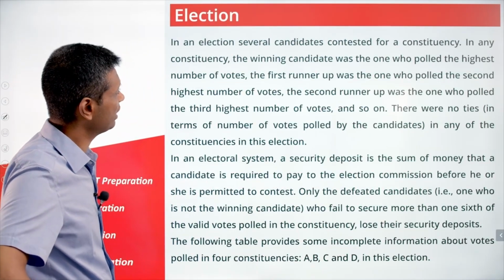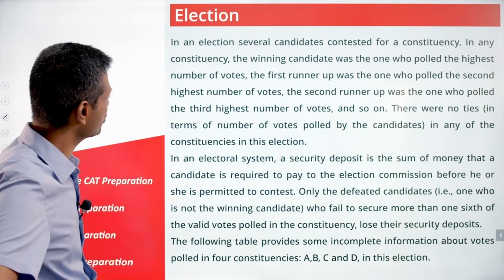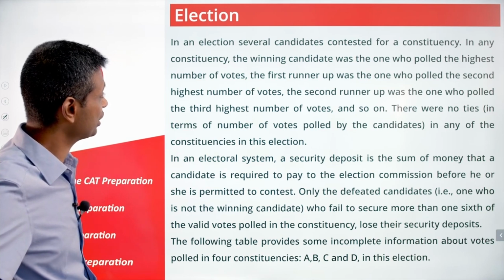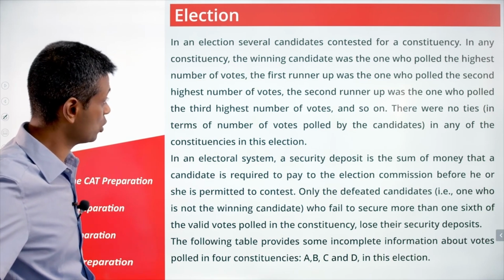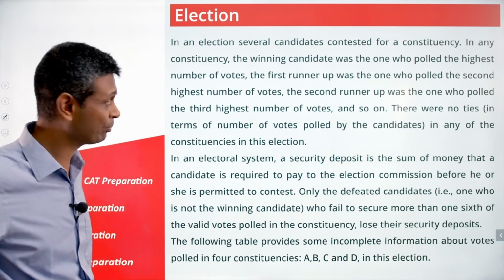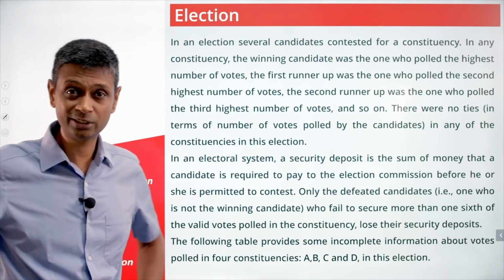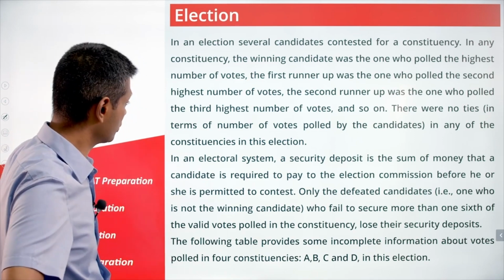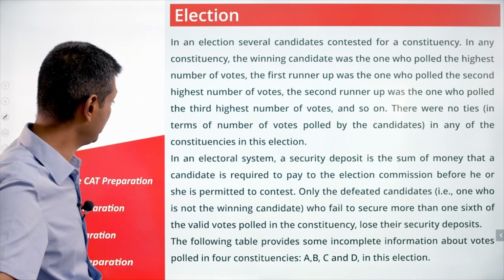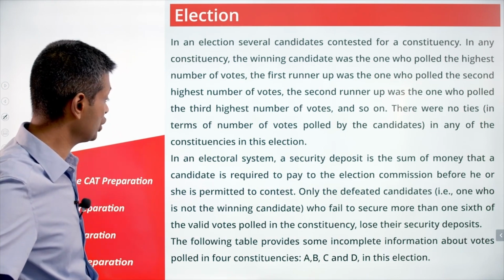Election. In an election, several candidates contested for a constituency. In any constituency, the winning candidate was the one who polled the highest number of votes. The first runner-up was the one who polled the second highest number of votes. Second runner-up was the one who polled third highest number of votes, and so on. There are no ties in terms of number of votes polled by the candidates. In an electoral system, a security deposit is a sum of money that a candidate is required to pay to the election commission before he or she is permitted to contest.